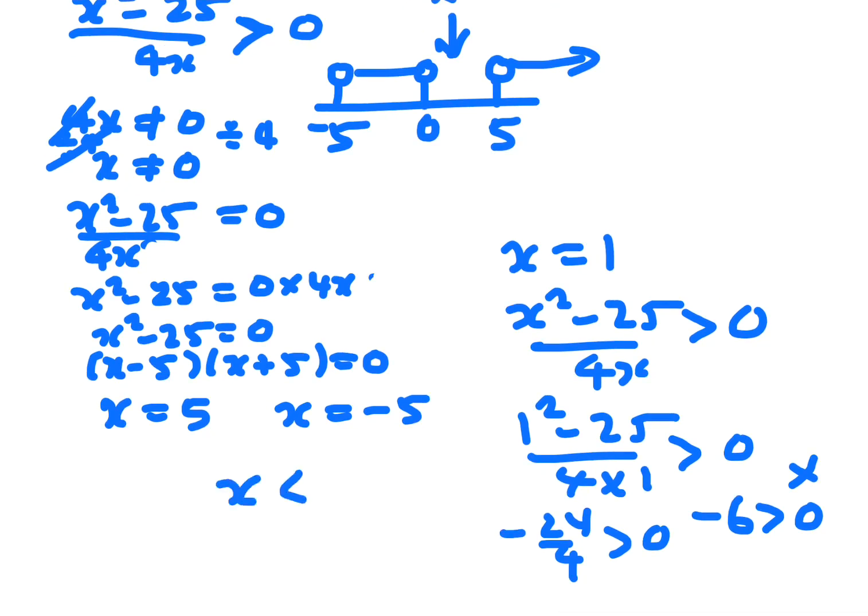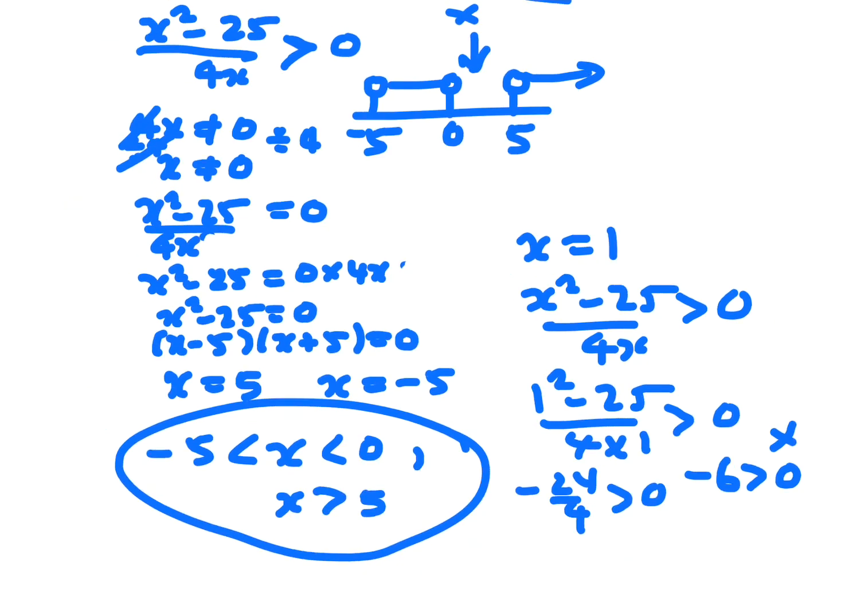So that means, just to write the solution, it'll be in between minus 5 and 0, and it will be greater than 5 as your solution.